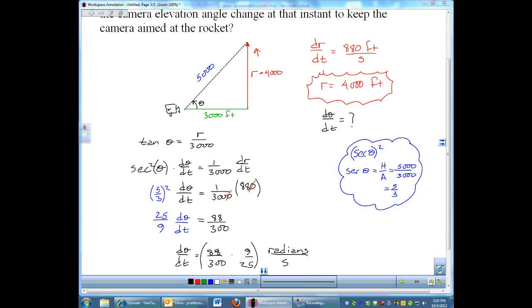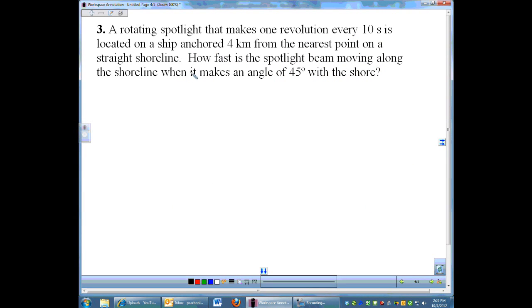All right, one last problem. A rotating spotlight makes a revolution every 10 seconds. It is located on a ship 4 kilometers from the nearest point of a straight shoreline. How fast does the spotlight move along the shore when the beam makes an angle of 45 degrees with the shoreline?